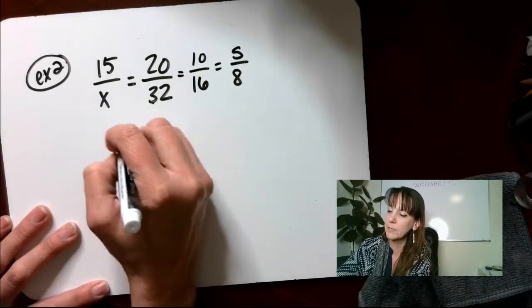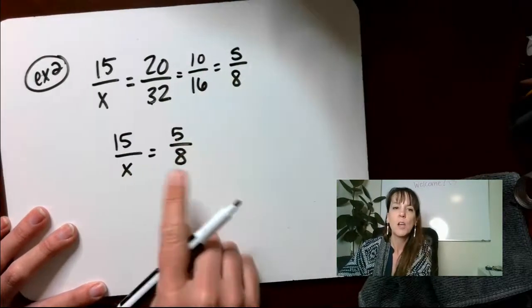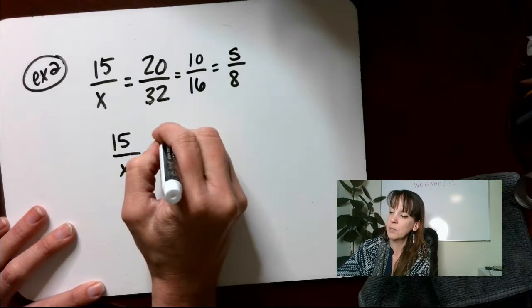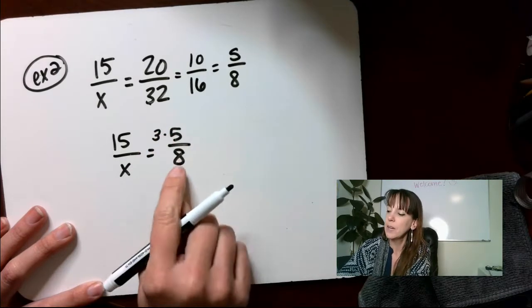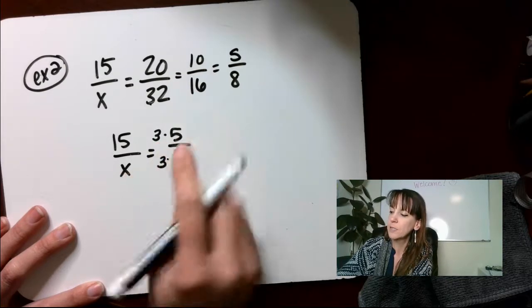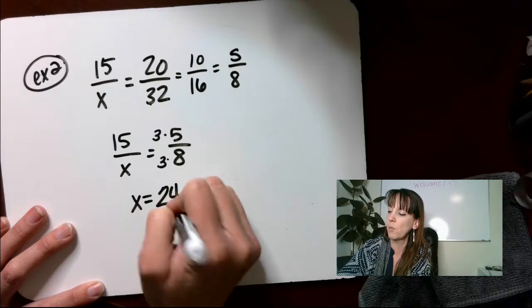So what we have is 15 over x equals 5 over 8. Well, what do I need to do to 5 to get 15? Well, I need to multiply that by 3. 5 times 3 would give me 15. So if I multiply by 3 up here, I have to multiply by 3 on the bottom. So if I do that, I get 8 times 3, which is x equals 24.